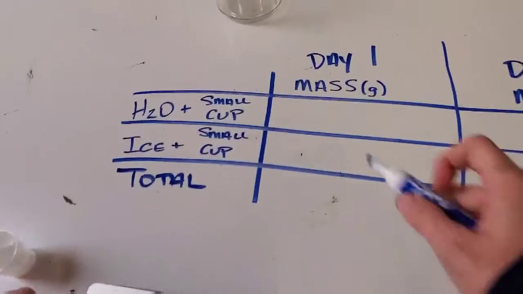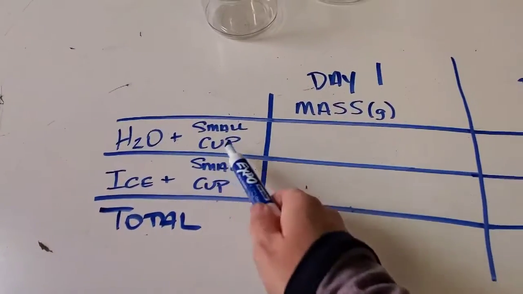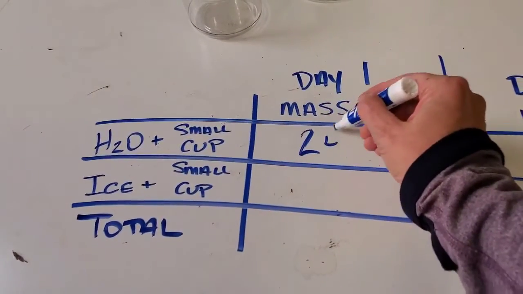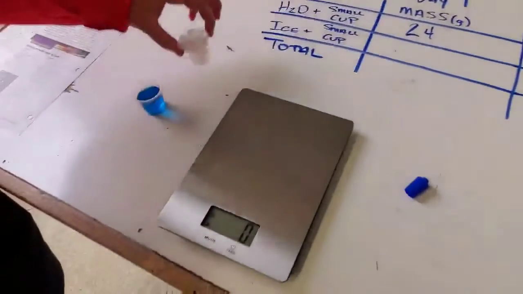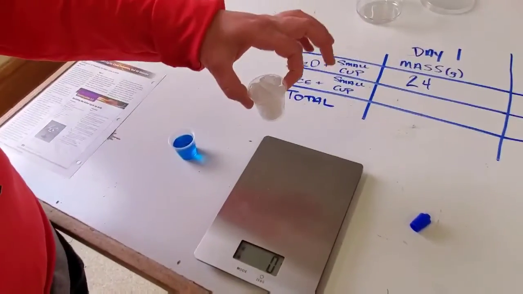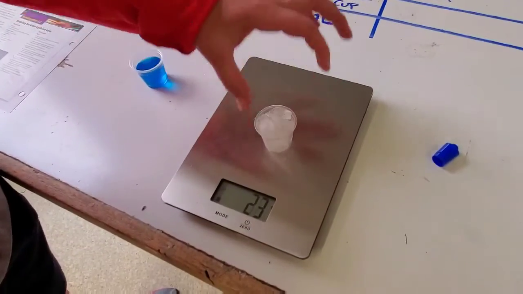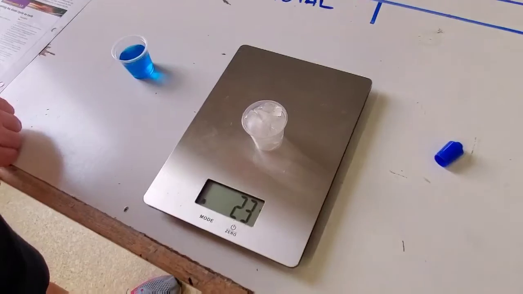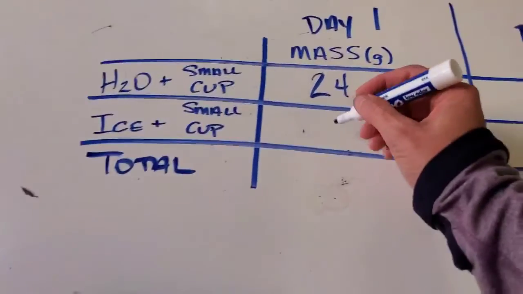24 grams is the water plus the small cup. Okay, then we're going to take the same size small cup. This time it's filled with some crushed ice. That looks nicely crushed. And the mass is? 23.